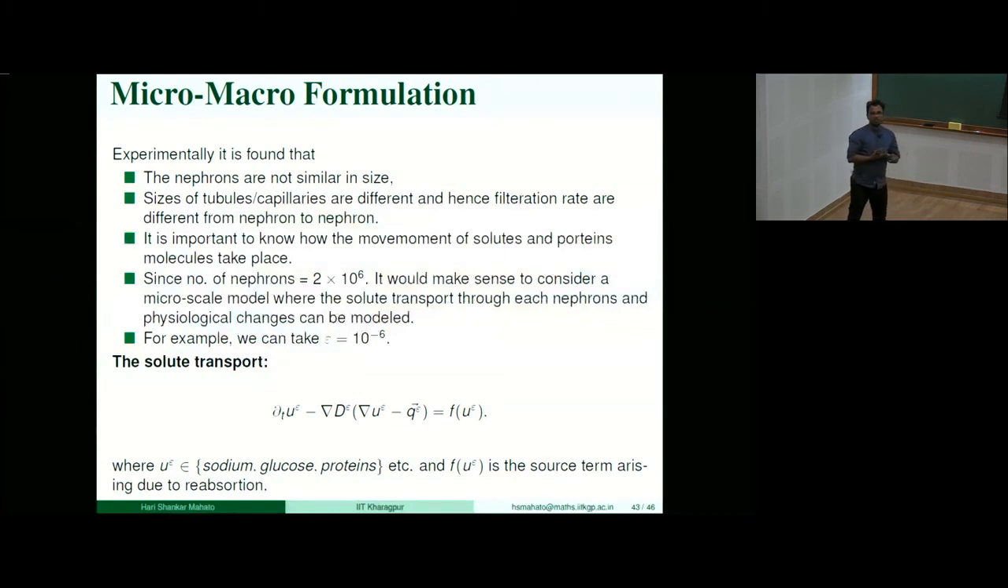So our next task was to treat kidney itself as a heterogeneous medium, because it's been found that the nephrons are not of the same size. So one nephron is bigger than another one, and they also have different filtration rate from one nephron to another nephron, and so on. So based on that, this distribution of nephrons is also not uniform. So we sort of consider to treat it as a periodically distributed nephron system in our kidney.